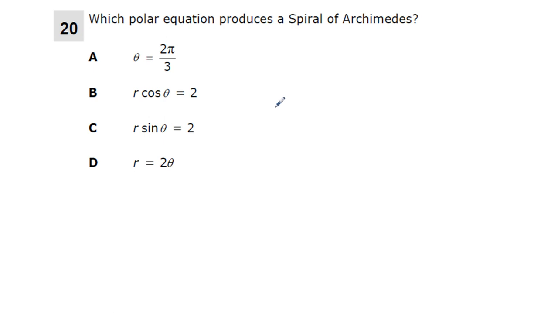You may not know what that looks like. One thing you could take to graph a polar equation, you have to solve for r. A does not have an r in it. For B, we have to solve for r. R is going to be equal to 2 over cosine theta, which is going to be, with the reciprocal, 2 secant theta.